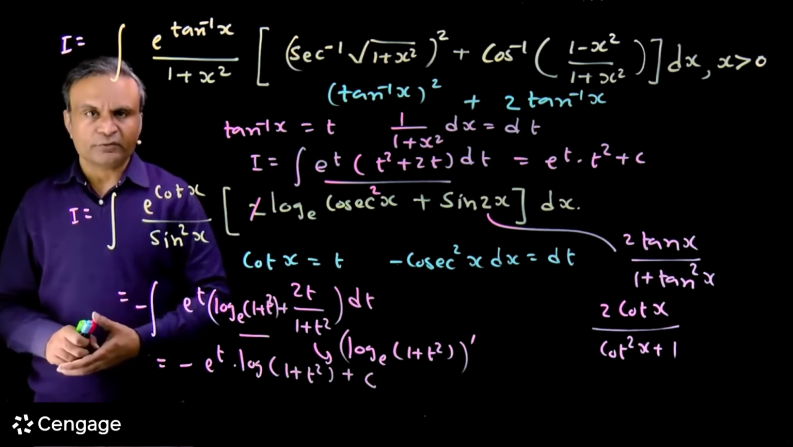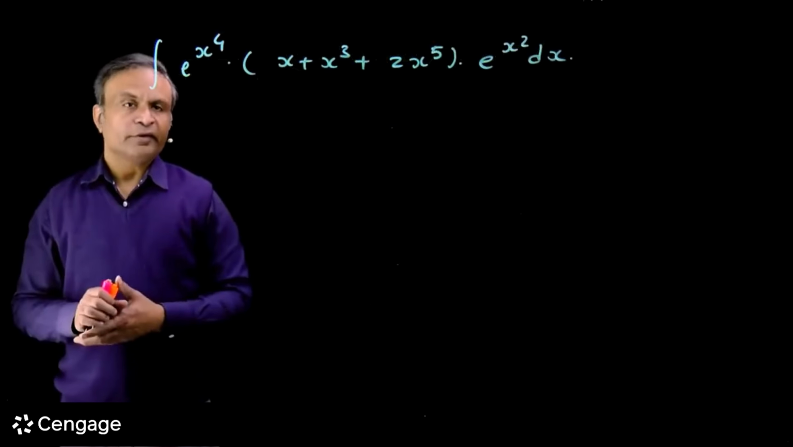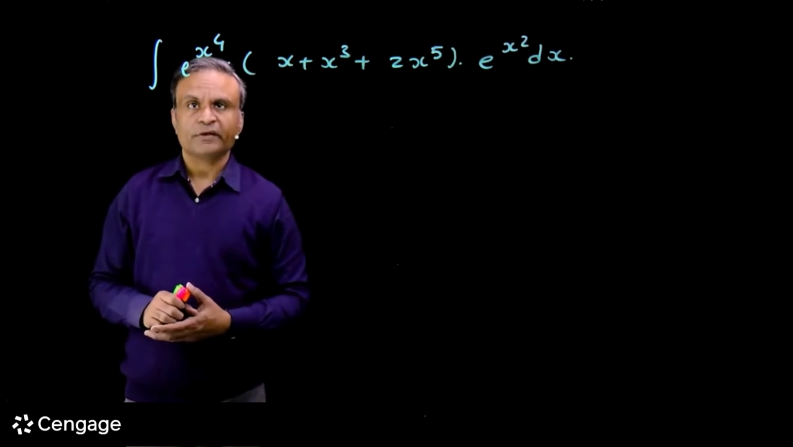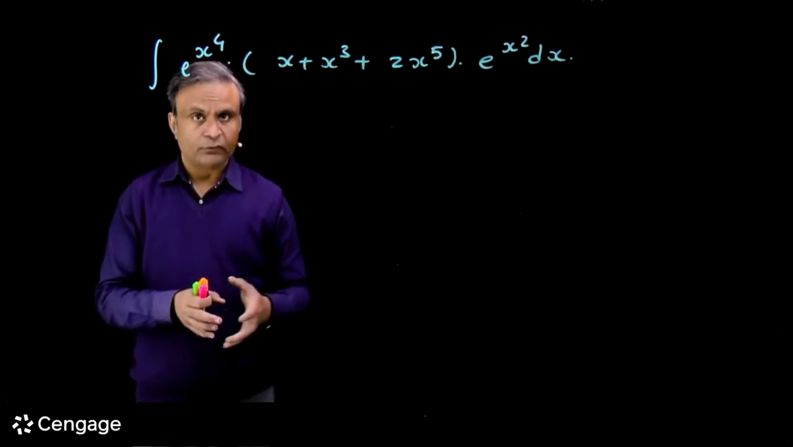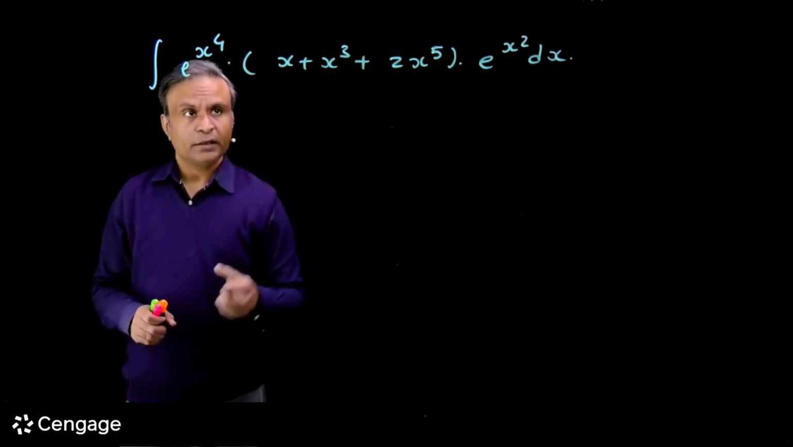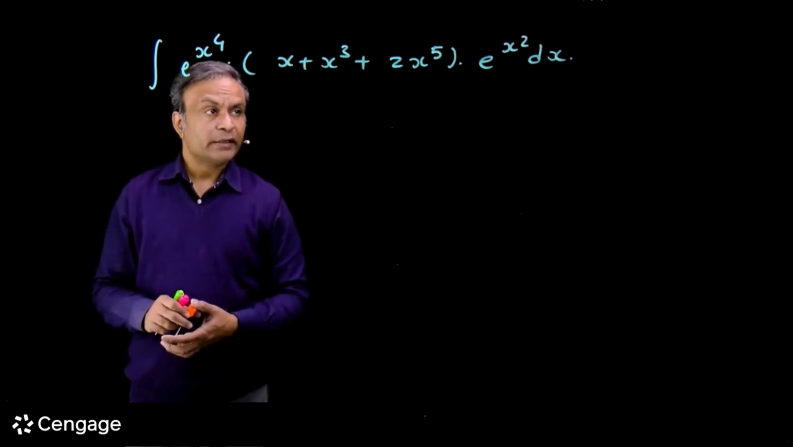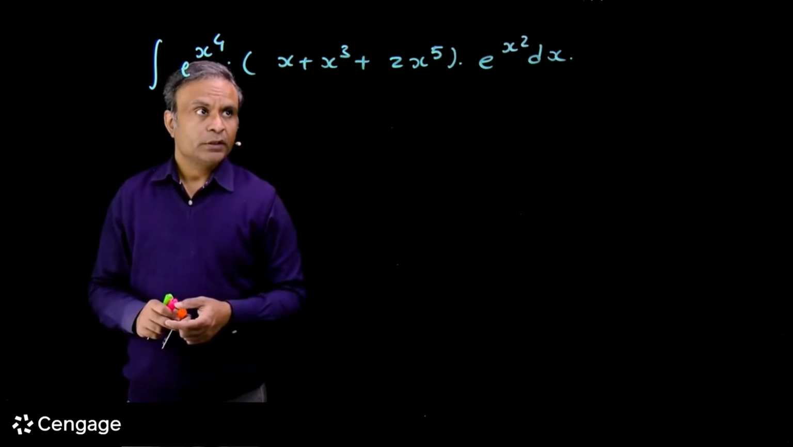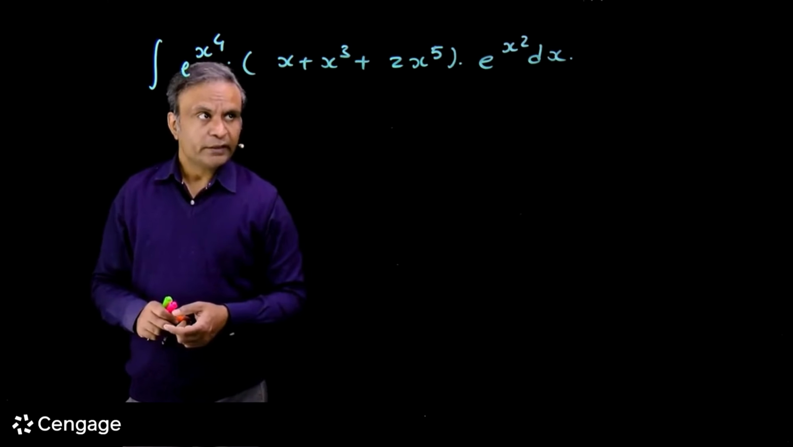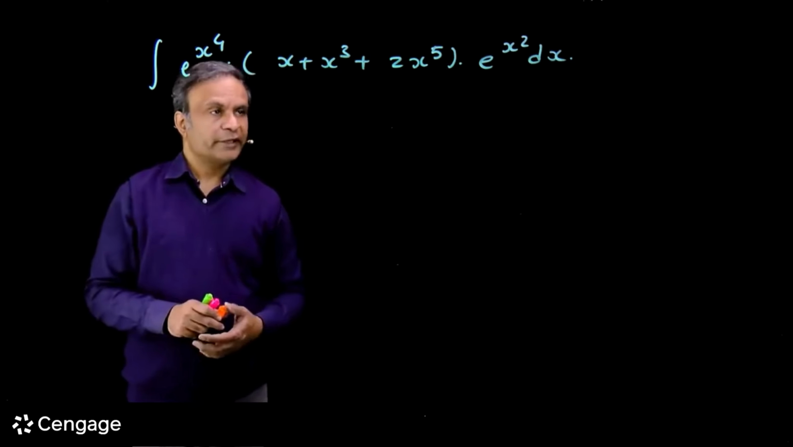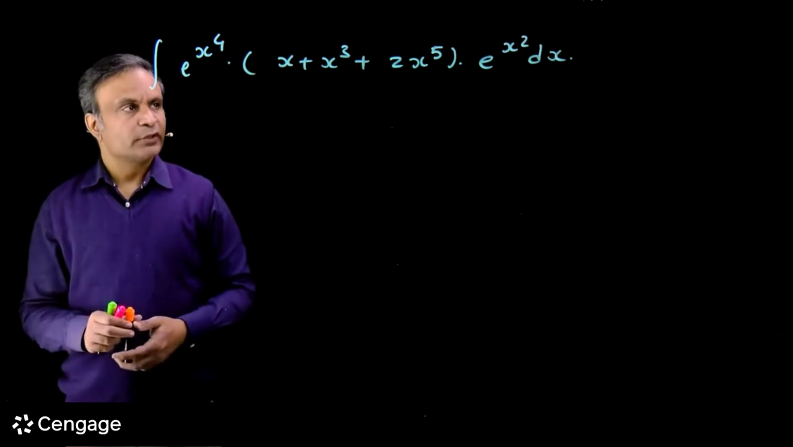Let's try one more question. Okay, now here we have a very interesting question. We have function e power x power 4 multiplied by inside bracket x plus x cube plus 2x power 5 multiplied by e power x square. Now definitely here we will use substitution technique. क्या सब्स्टिट्यूट करेंगे?